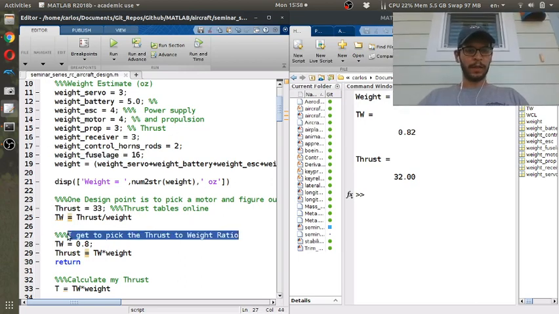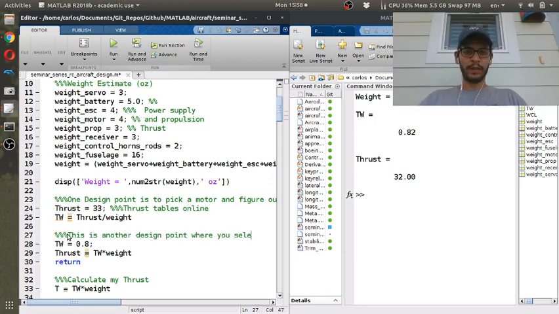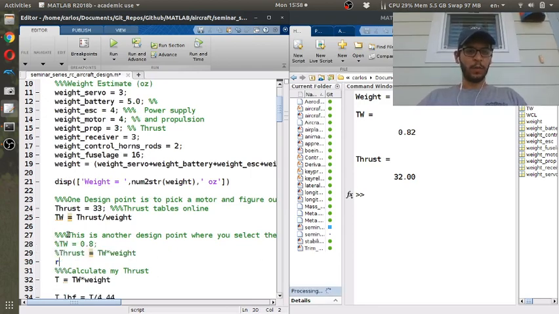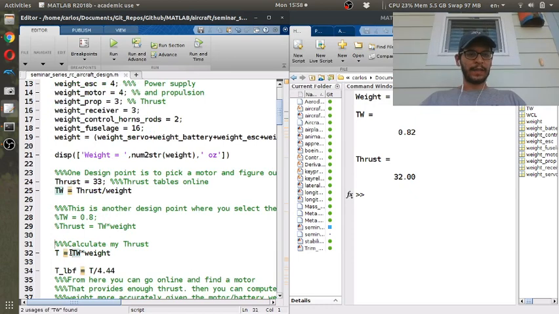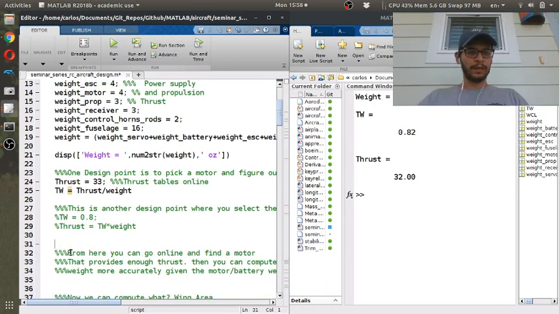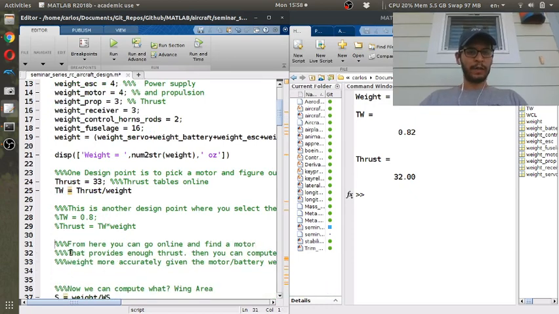So this is another design point where you select the thrust to weight ratio. Now I'm going to go with the first one where I pick the thrust, and then I make sure that my thrust to weight ratio is high enough, because I was the one who actually went out and found these components. Okay, so then at that point I can get rid of this. From here on you can go online and find a motor that provides enough thrust. Then you can compute the weight more accurately given the motor and battery rate.